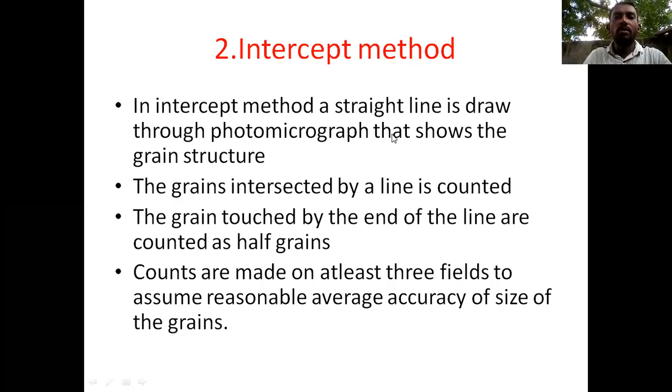What is the procedure in the intercept method? We draw a straight line. When the end of the line touches grains, we consider them as half a grain. How many times do we draw this line? At least 3 times. When the grains touch the end of the line, we then take the average accuracy of the size of the grains. So it is the intercept method.